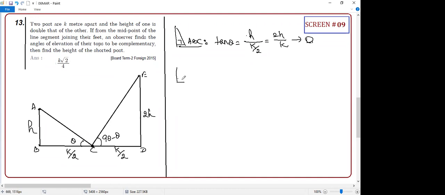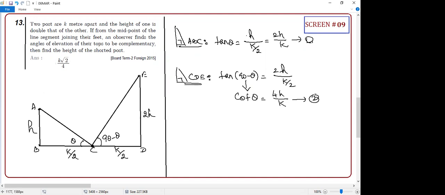Now coming to the second triangle, CDE. Keep the 90 degree in the middle. Tan of which angle, student? Not theta, 90 minus theta. Why? It's a complement. That's why I put 90 minus theta. Opposite side is 2H, adjacent side is K by 2. Now many students will cancel this 2. Is cancelling 2 correct? No, sir. It is 4H by K. Tan of 90 minus theta is cot theta. It is 4H by K.